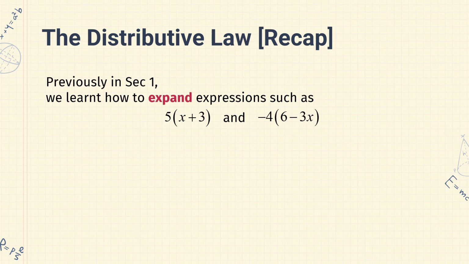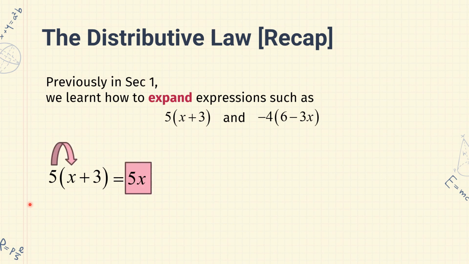Previously in Sec 1, we learned how to expand expressions such as 5 times (x + 3) and negative 4 times (6 - 3x). In doing this expansion, we apply our distributive law, or in some cases we call it the rainbow method. Looking at 5 times (x + 3), the distributive law is done by taking 5 multiplying with x to get 5x, and 5 multiplying with positive 3 to get plus 15. Hence, the expansion results in 5x + 15 as our answer.